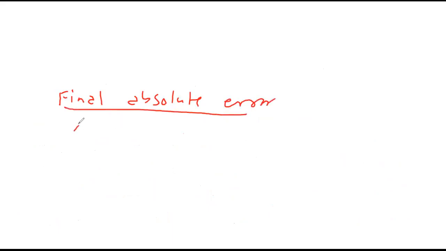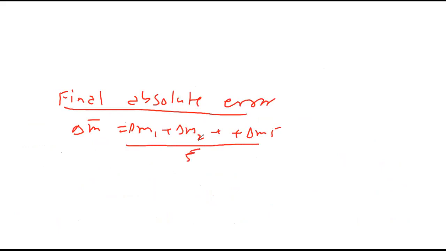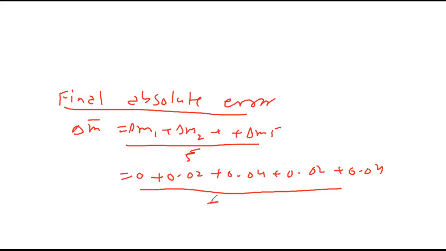This is nothing but delta m bar, which is delta m1 plus delta m2 up to delta m5 upon 5. See, in the exam you will not write the formula. Directly you can start, because now you know the concept. So 0 plus 0.02, 0.04, 0.02, 0.04 upon 5. This becomes 0.12 upon 5, which will be 0.024.